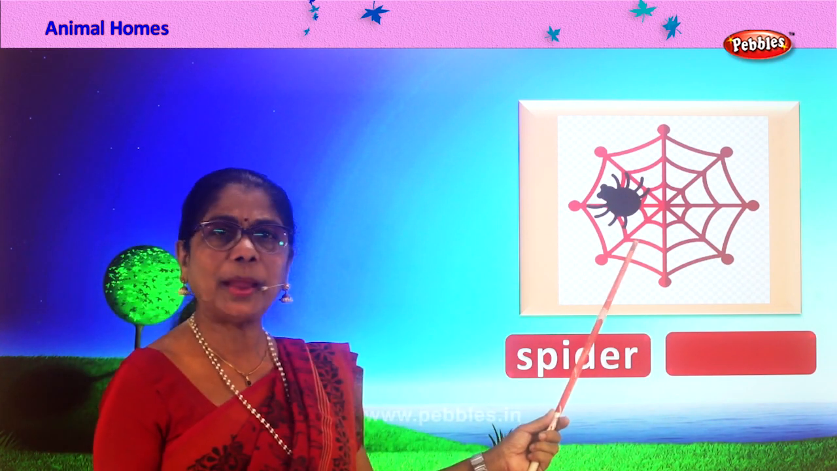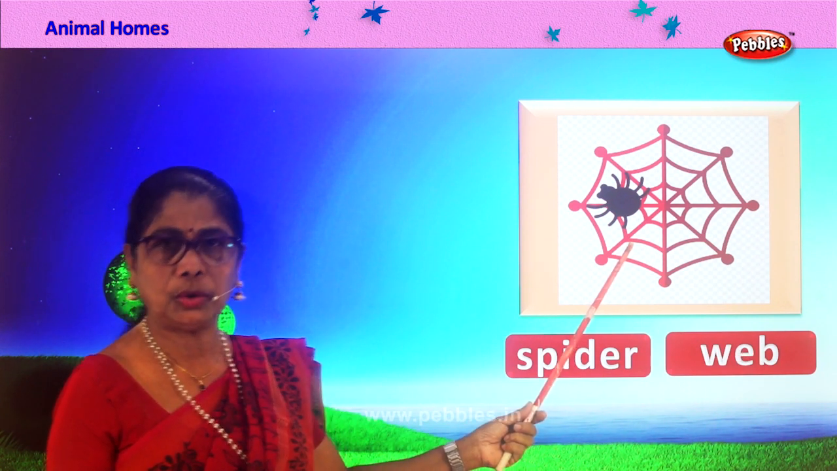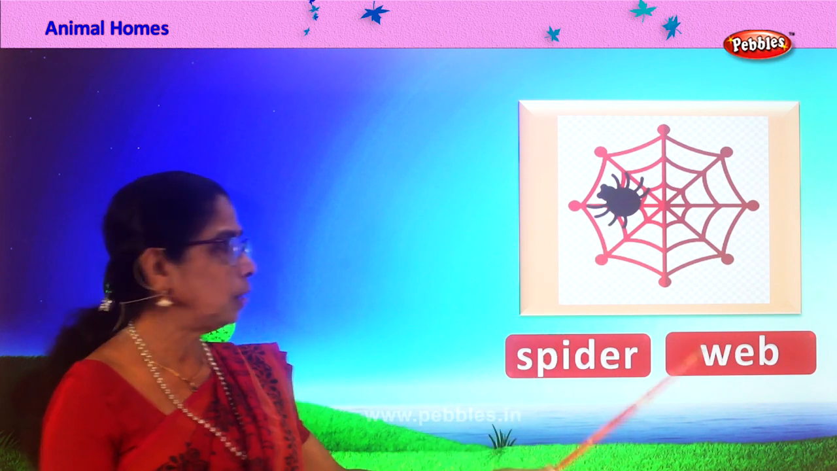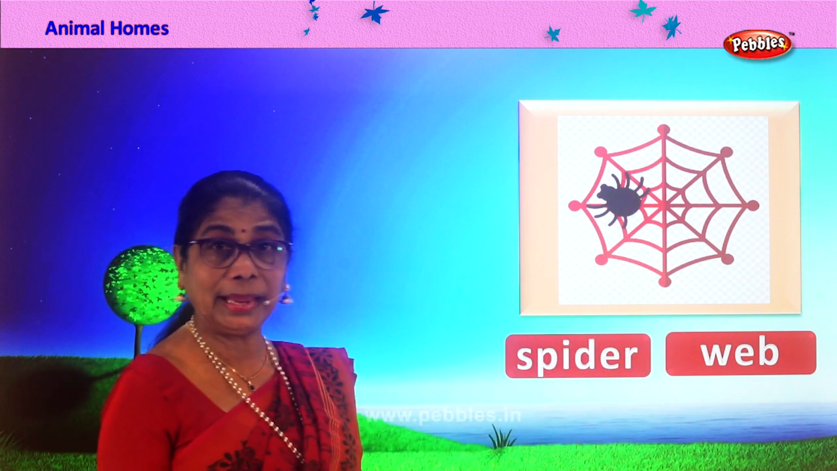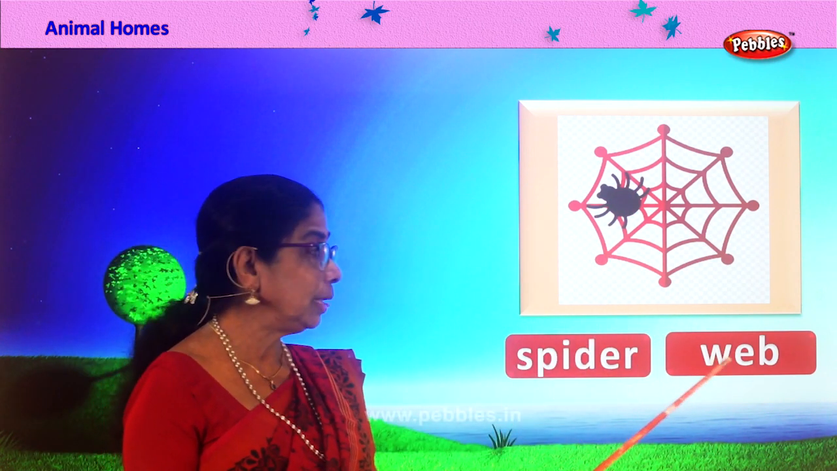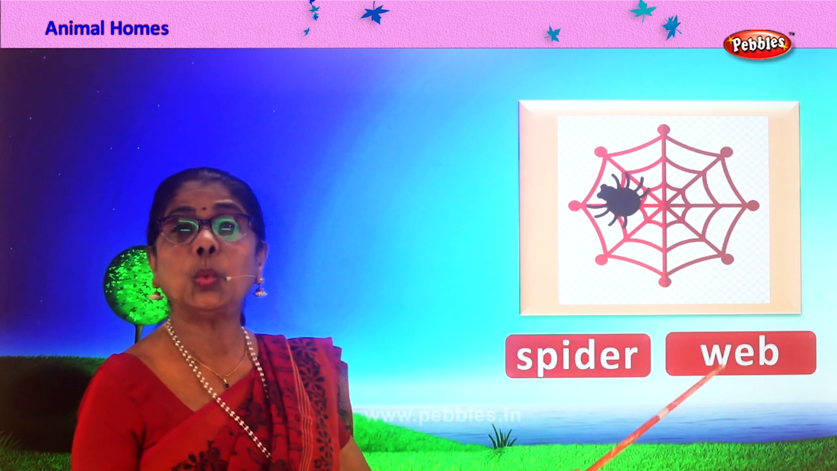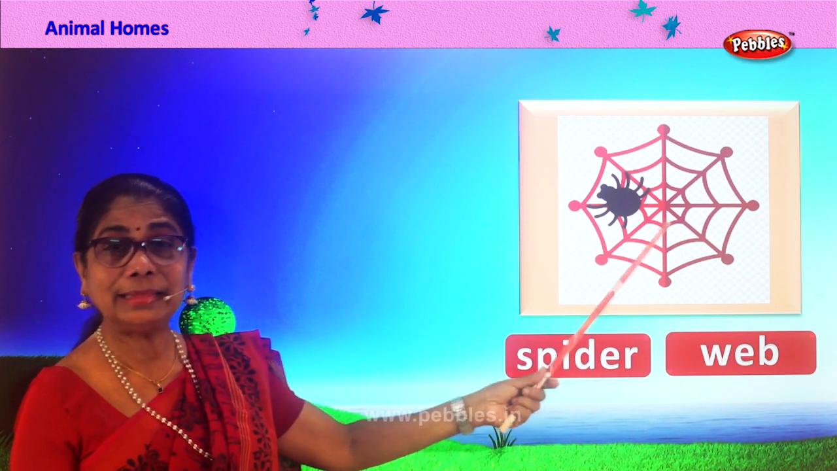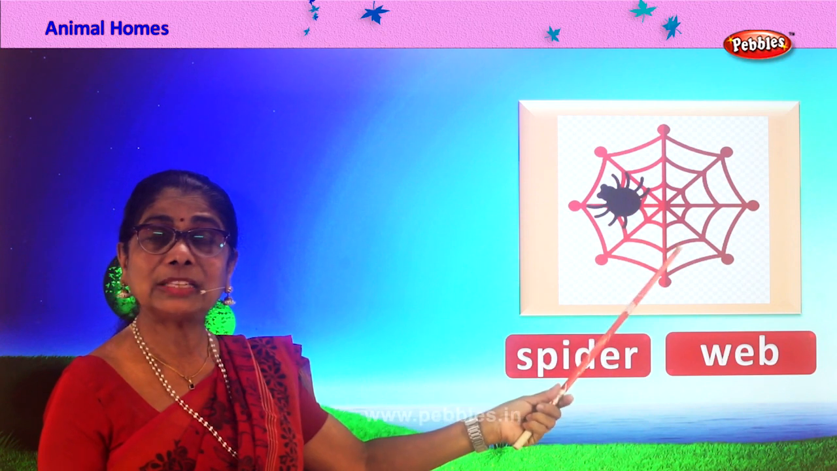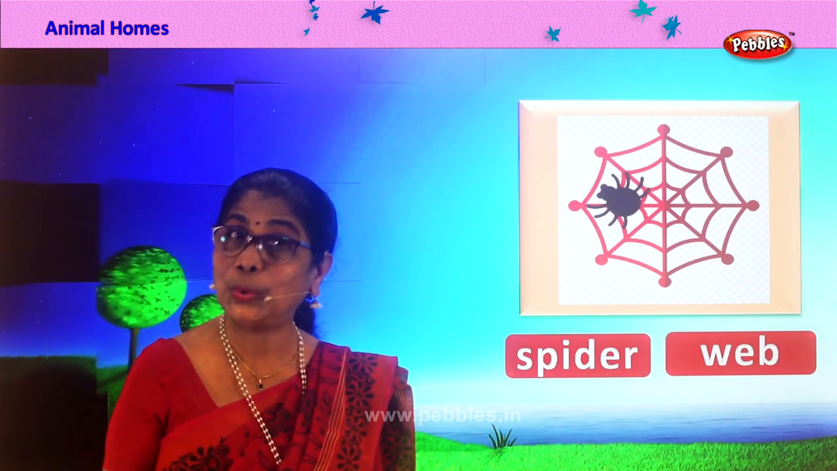Spider. Spiders make their own house. They weave their own house. Spider's house is called a web. Look at the lovely pattern he has made. W-E-B, web. A home of a spider is called a web. It is sticky and if any insect passes by, they get caught and the spider eats that little insect. Good. Let's look at another animal and its home.